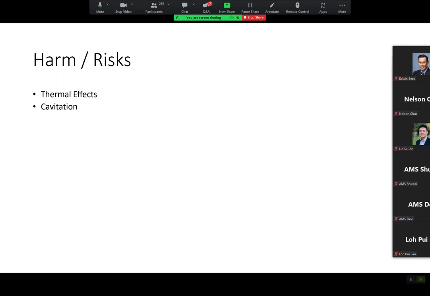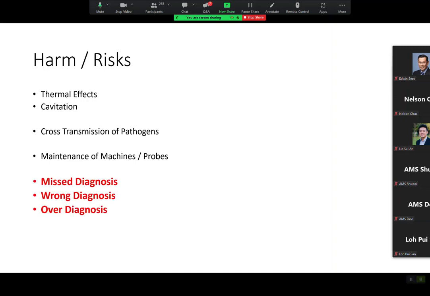So there are harms and risks. Thermal effects and cavitation are quite rare, not really significant. Cross transmission of pathogens can happen, but that can happen with the stethoscope as well. Maintenance of machines and probes is quite important. Obviously the ones that we fear the most are probably misdiagnosis, wrong diagnosis, or overdiagnosis.